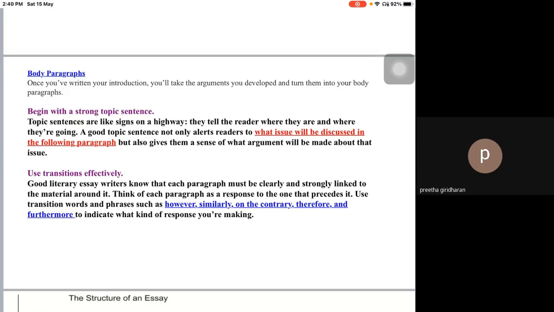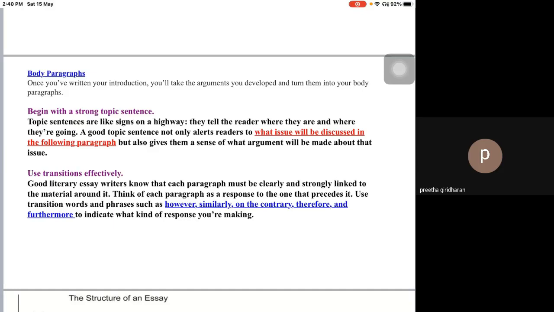A good topic sentence not only alerts the reader to what issue will be discussed in that particular paragraph, but also gives us a sense of what argument will be made about that issue. That is a topic sentence. What are we going to say in this paragraph? What is the point that I'm going to be talking about in this paragraph? That is the topic sentence. It gives the reader a clear idea of the point that is going to be made in that paragraph.